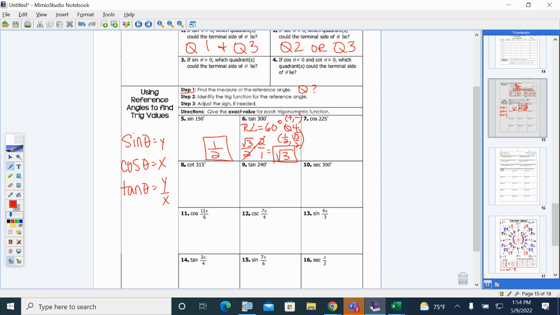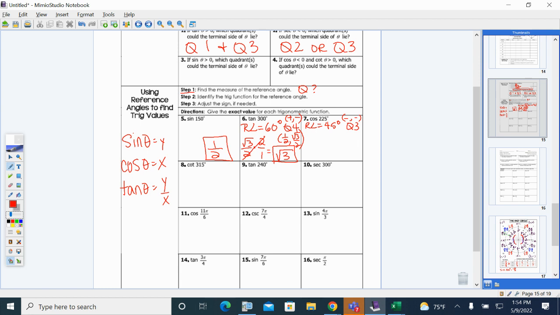So let's do another one. Number 7 says the cosine of 225. Now, cosine of 225 has a reference angle of 45 degrees. And I know this is in quadrant 3. And again, the significance of this is that both the x and the y are negative in quadrant 3.